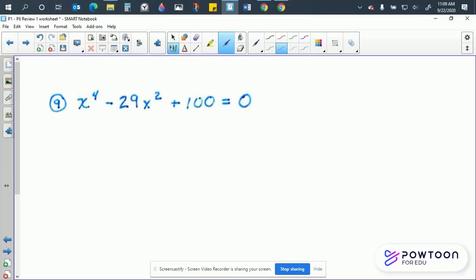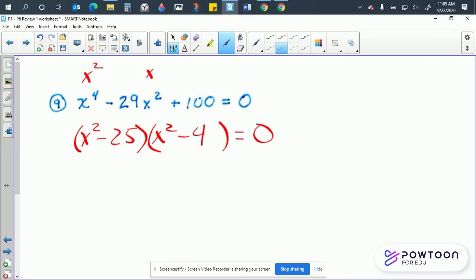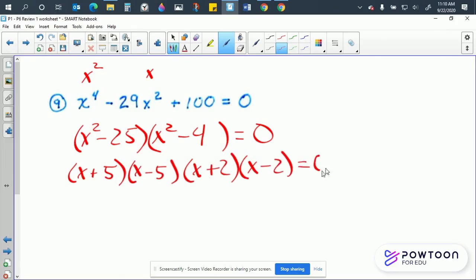Okay, to solve this one, we need to factor it. Just kind of pretend this is an x squared and that one's an x. So when we go to factor it, we still need two numbers that multiply to give you 100 and add to give you negative 29. It's just instead of having x and x, we're going to have x squared and x squared. And then we'll have a minus 25 and minus 4 equals 0. Now each one of these will break down again. x plus 5, x minus 5, and x plus 2, x minus 2 equals 0.